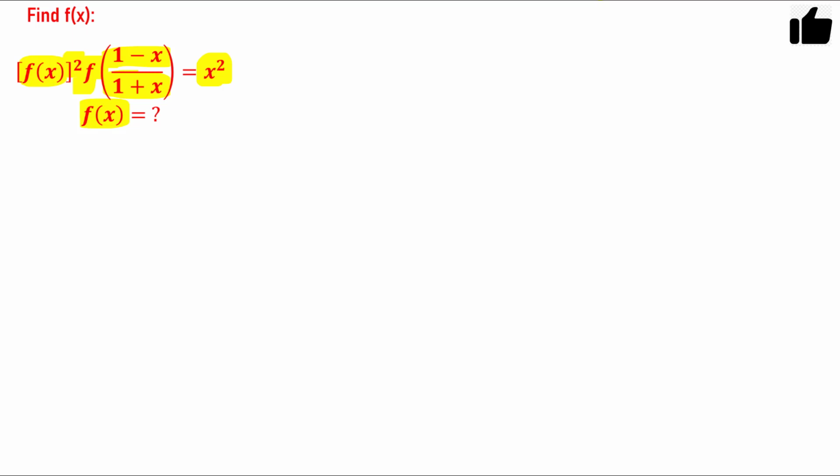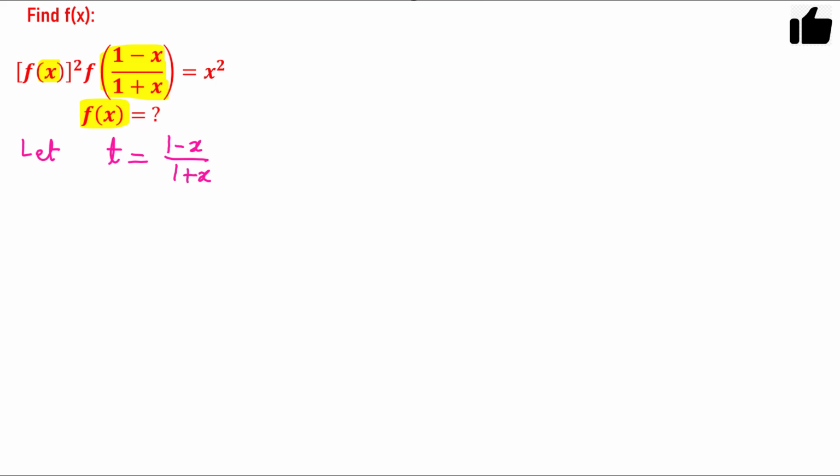This kind of problem is generally done using substitution and manipulation. In this case you have two arguments. One is x, another is (1 minus x) divided by (1 plus x). So we generally substitute for the arguments. The second argument is a complex argument, so we will substitute for it. Let us say t is equal to (1 minus x) divided by (1 plus x).